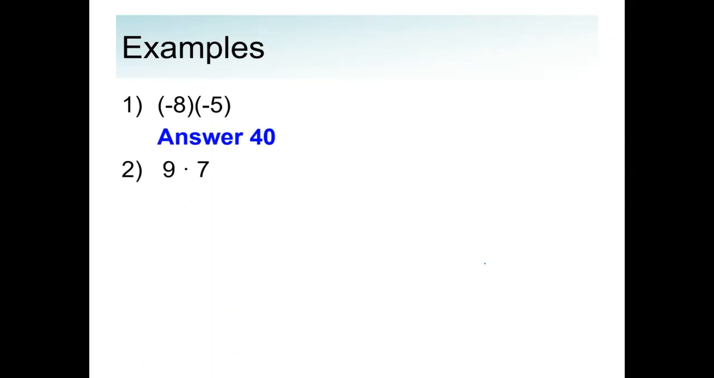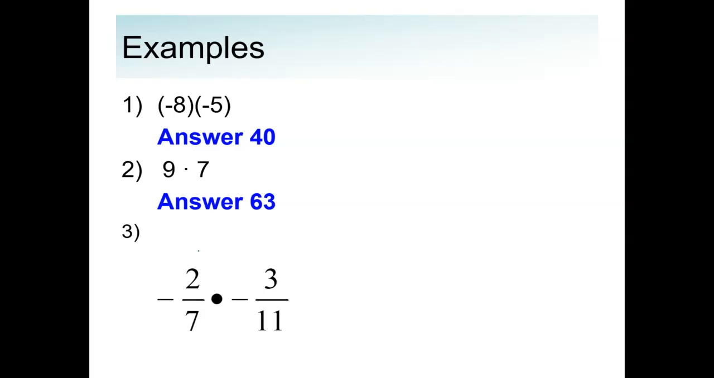9 times 7. Both positive numbers. The answer stays positive, 63. Let's try a fraction. Negative 2 times negative 3 on the top. A negative and a negative is going to become positive 6. And the denominator, you will multiply 7 and 11, and that's going to be positive 77. So the final answer is 6 over 77. And once again, you can't reduce anything. Leave that alone.